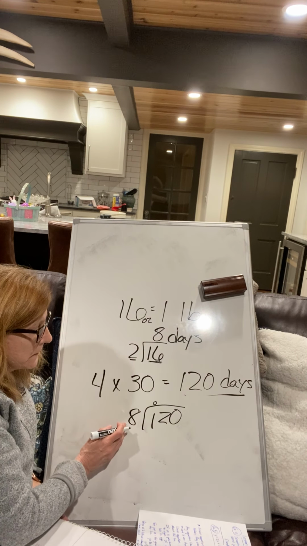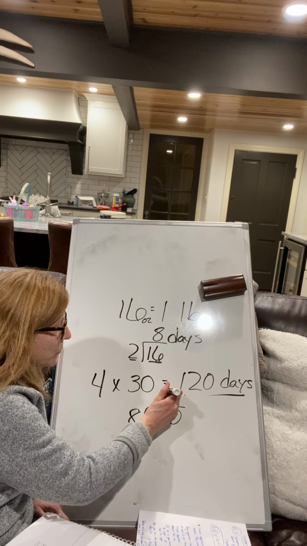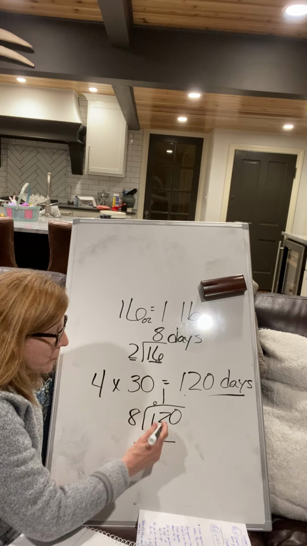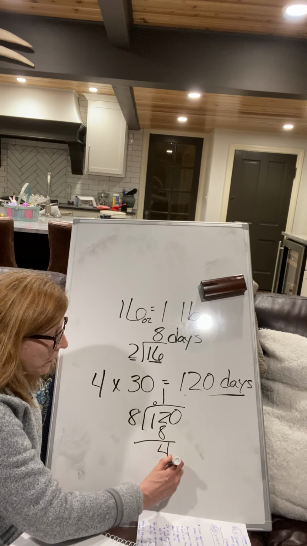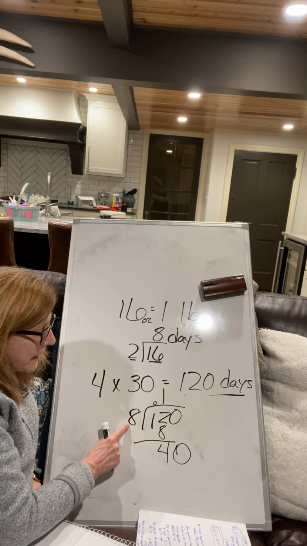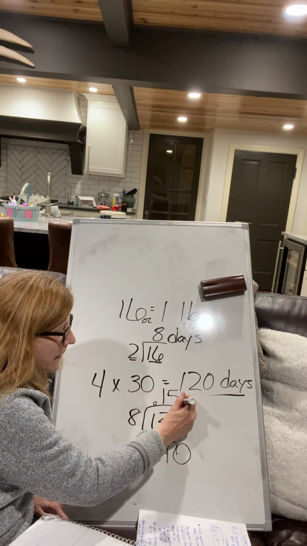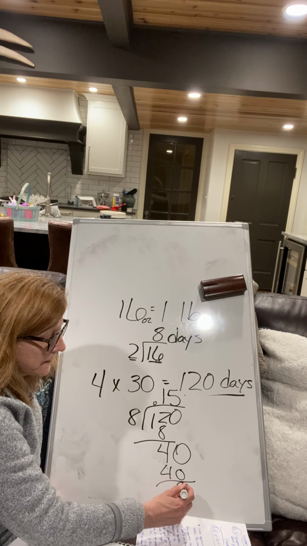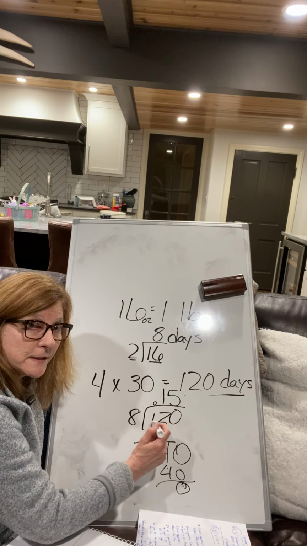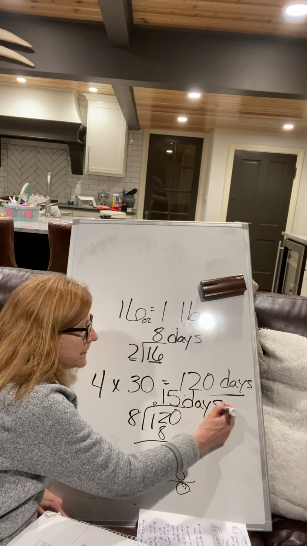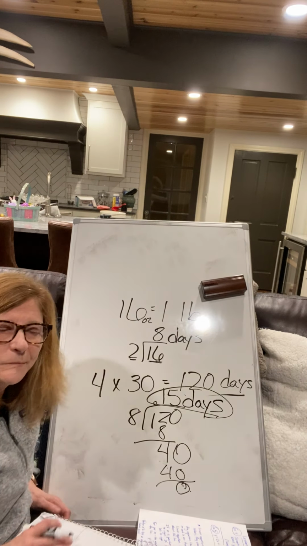1 divided by 8, 0. 12 divided by 8, 8 will go in 1 time. 1 times 8 is 8. 12 minus 8 is 4. Bring down our 0. 40 divided by 8 is 5. 5 times 8 is 40. 40 minus 40 is 0. And there's nothing left in the dividend to bring down. So our answer is 15.